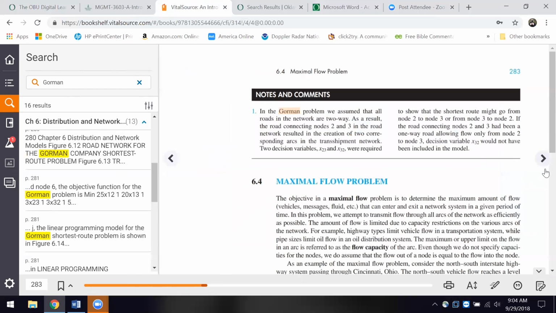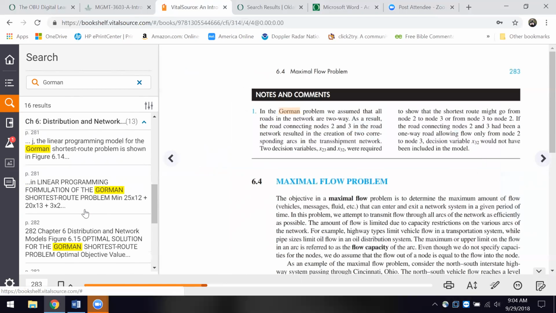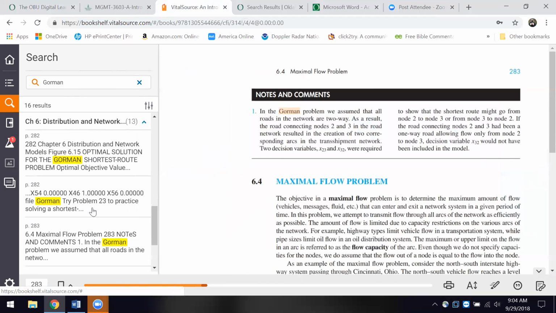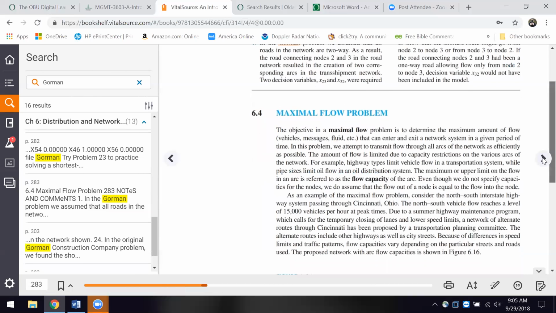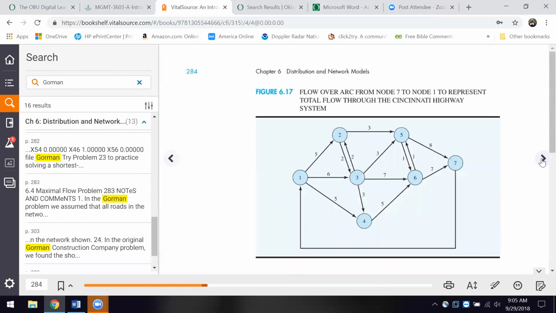All right. So we've looked at Gorman and Foster. And again, we've got a shortest route problem. They walk us through that issue in terms of maximal flows.